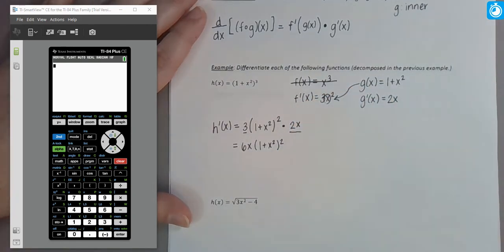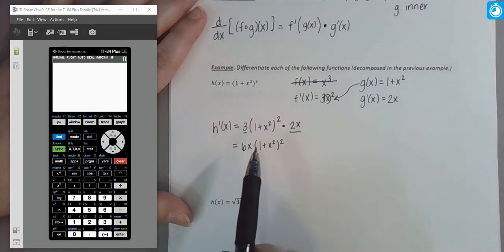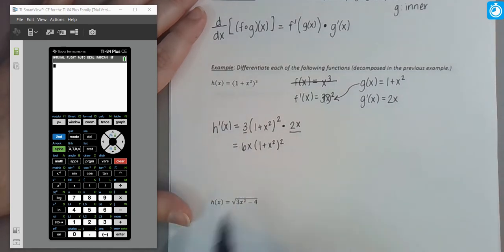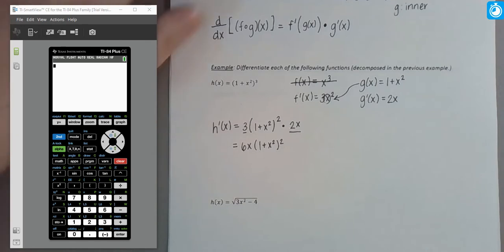And so we're just going to leave it like that. That's fully simplified for our purposes. Of course, we could square this binomial. We could distribute the 6x if we want, but it's going to be acceptable to leave it in a form like this for the time being. Okay, let's try another one.